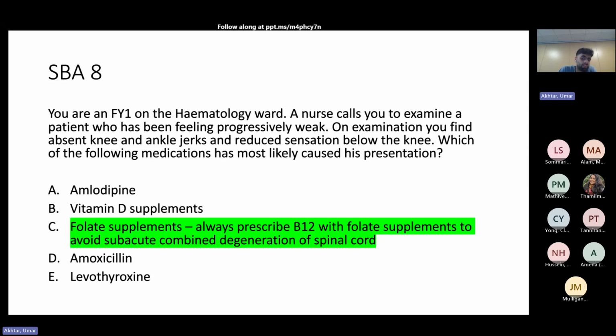But yeah, so always prescribe B12 with folate supplements to avoid that subacute combined degeneration of the spinal cord, which would present incidentally, obviously, with the reflexes being reduced or absent, and the sensation as well.